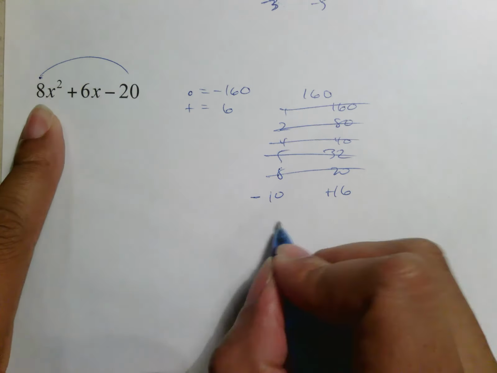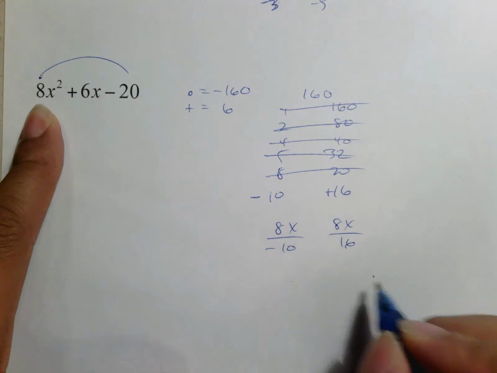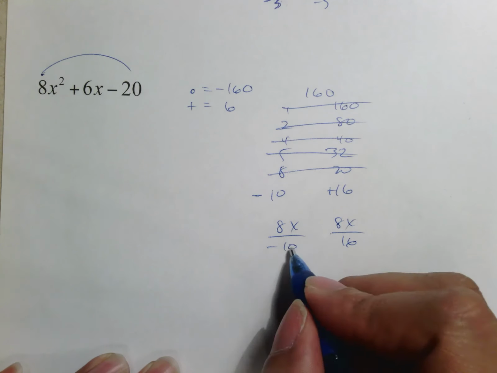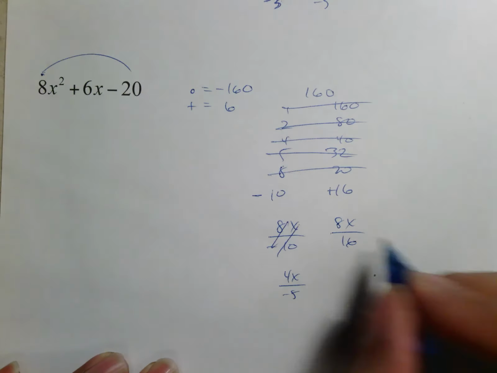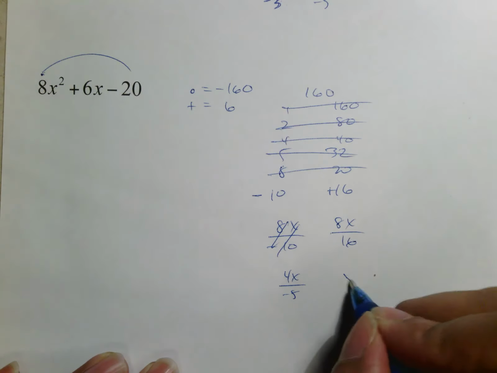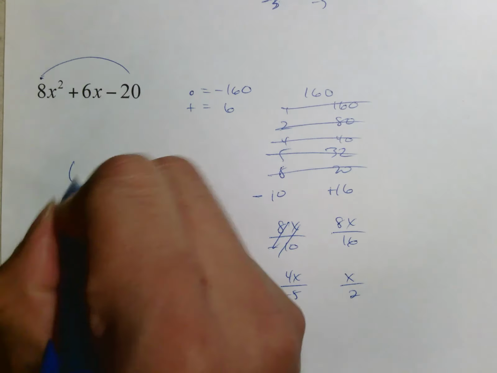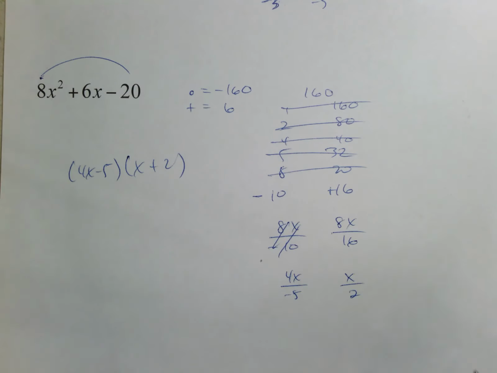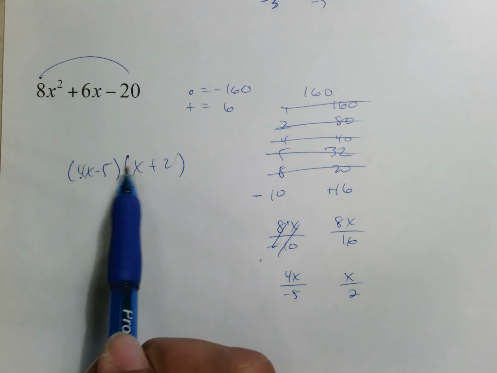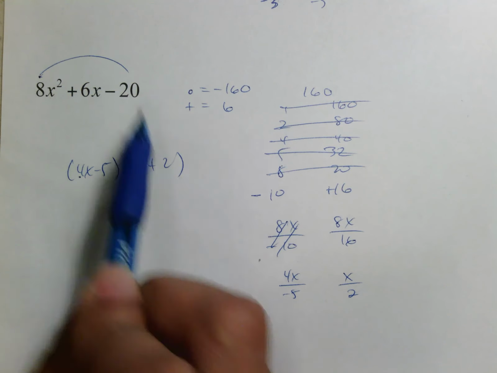And so we take this 8x and put it over negative 10, and we put 8x over 16. This reduces because everything can be divided by 2 to be 4x over negative 5. This reduces because 8 goes into 16 to be x over 2. And in the end, what we get is 4x minus 5 times x plus 2. But again, checking the fronts, which is why you have to do this on all your questions. 4x times x is not 8x squared, just like 5 times 2 is not 20.